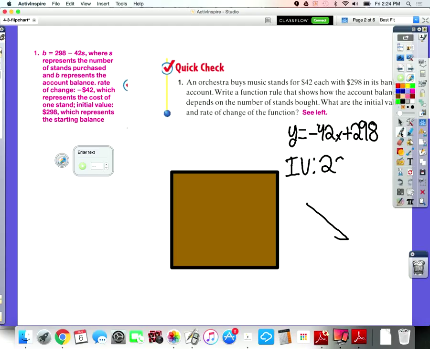So if you get a problem like this, which you will on Monday, that's what I'm going to expect to see. And then the next question it asks is rate of change. So if you want to do RC for rate of change, what is the rate of change, Heidi? 298. Or no, 42. Negative 42. So this problem will be worth 3 points. Equation, initial value, rate of change. Yeah, that's how you'll have it written on your paper.